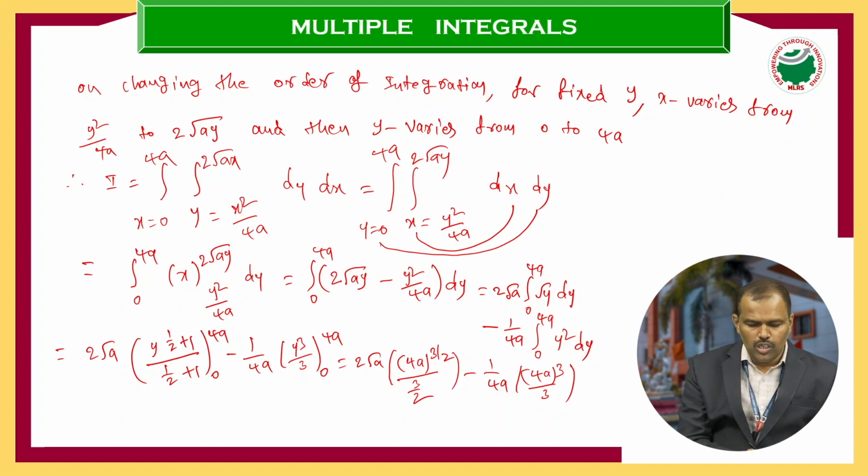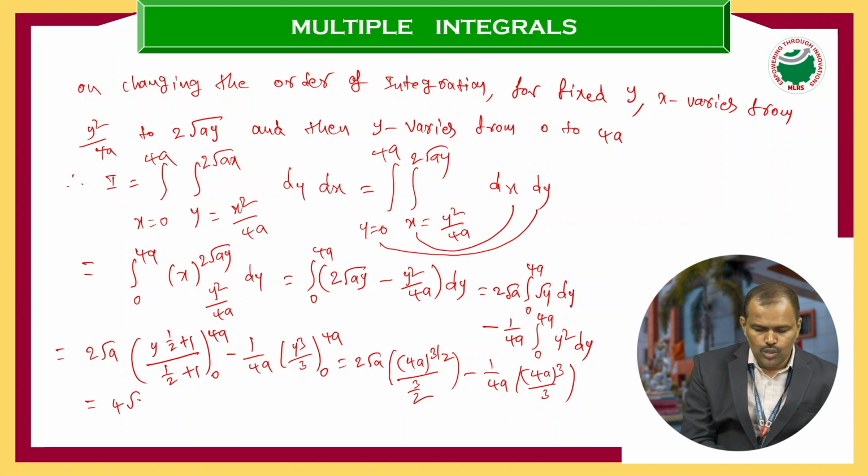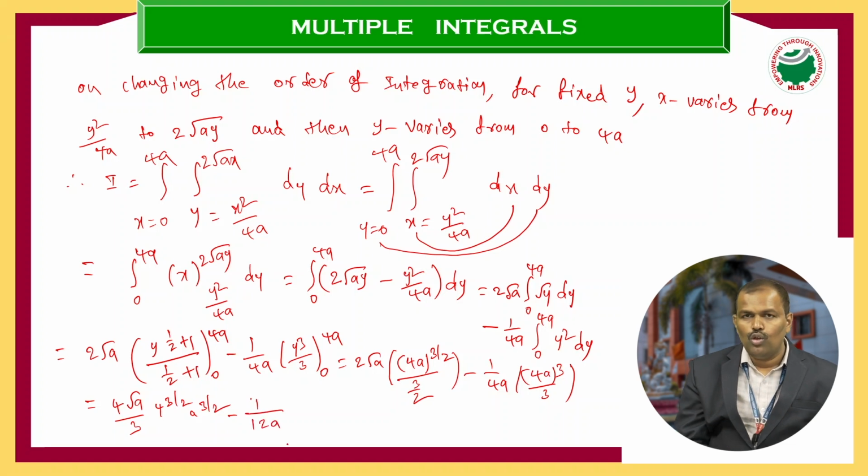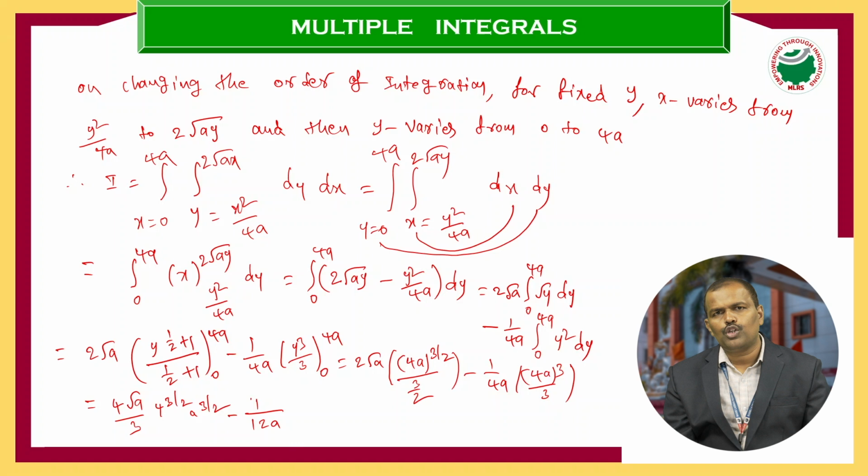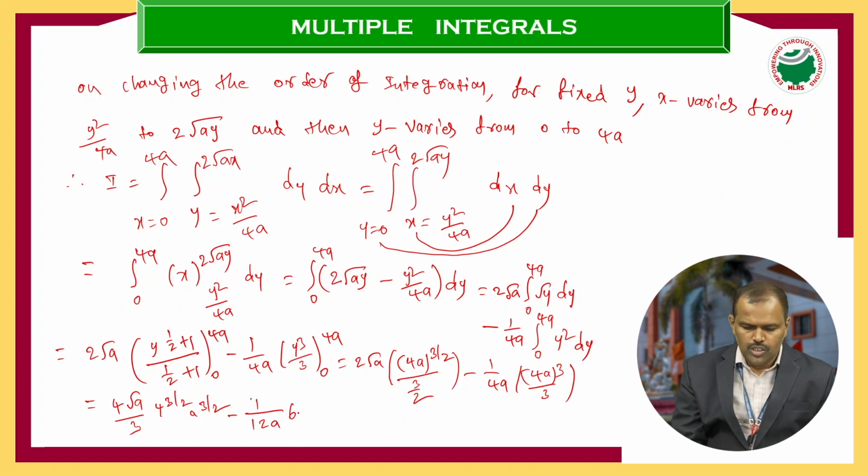2 twos are 4, so that is equal to 4 into root a by 3, and 4 power 3 by 2 into a power 3 by 2. Minus 1 by 4 into 3, 12. 1 by 12 a into 4a whole cube, 4 cube into a cube. 4 cube means 64, 64 into a cube. So here this a in a square, 2 times cancel, and in 12, 4 three times cancel, in 64, 4 sixteen times cancel. Coming to the first term, in the first term 4 power 3 by 2.